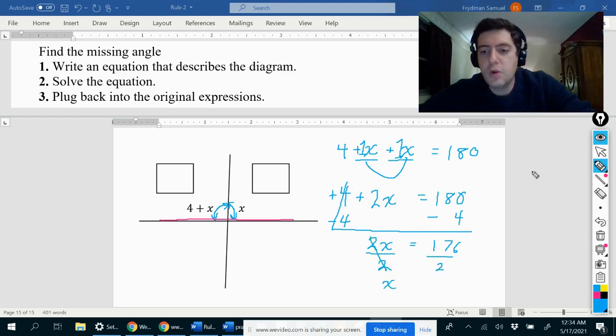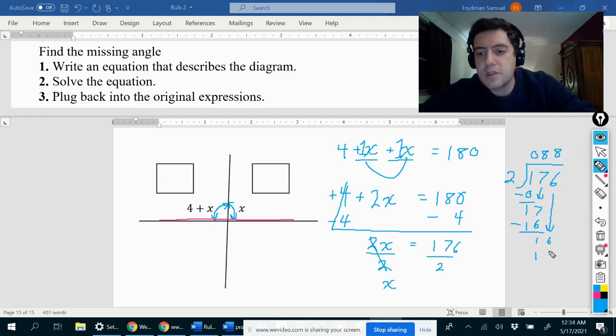We would get x equals, let's see, 176 divided by 2. 2 does not go into 1. 0 times 2 is 0. Subtract, bring down the 7. 2 goes into 17. 8 times 2 is 16. Subtract 1, bring down the 6. 2 goes into 16 8 times. 8 times 2 is 16. Subtract 0, nothing else to bring down. We're done. Okay, so x is equal to 88.